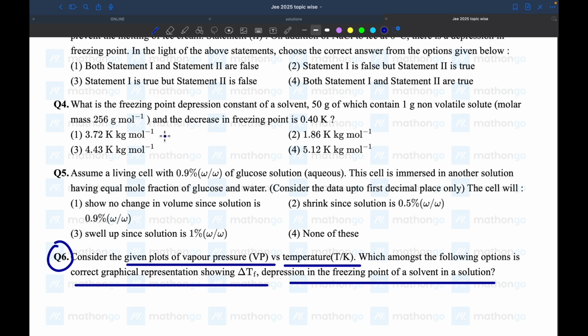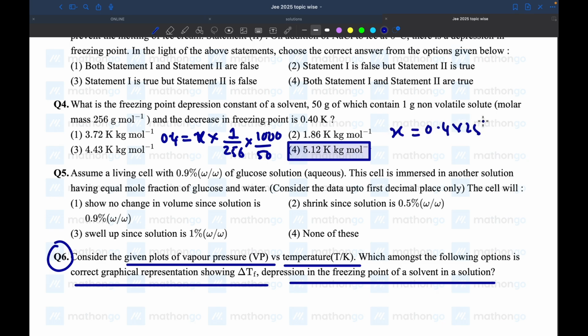So how do we do it? So 0.4 equals 5.12, you saw that there, 5.12, right? Benzene is this, and the constant is what is asked. So here x into W2, 1/256 into 1000/50, right? So my x is equal to 0.4 into 256 into 50/1000, right? So on solving this you will get the answer equal to this.